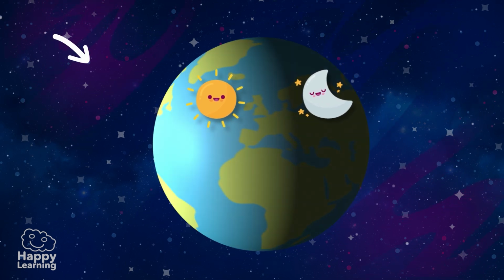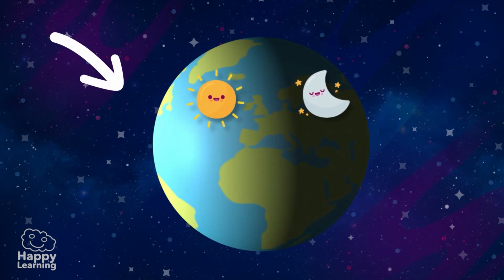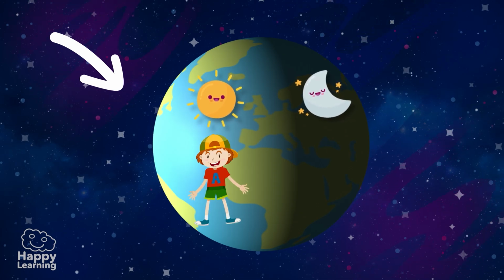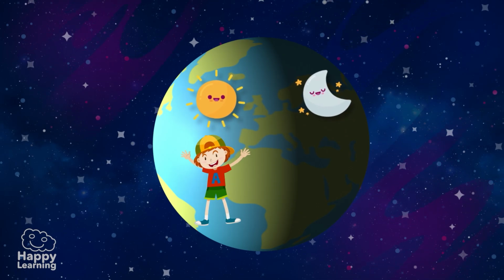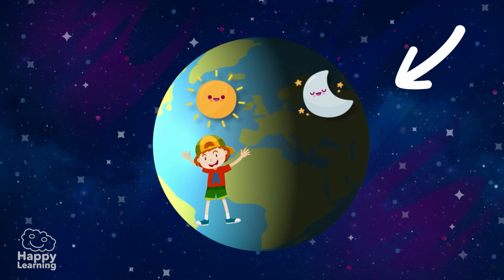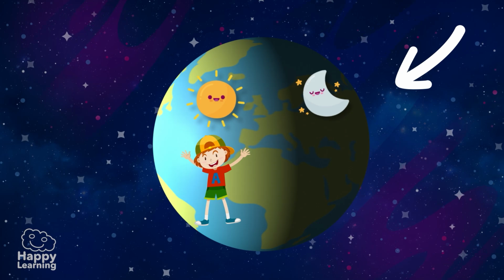So, whilst one part of the world is awake because it is daytime, and because there is light, the other part is asleep because it's nighttime, because it is in darkness.